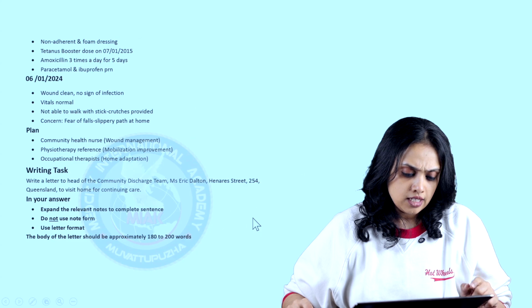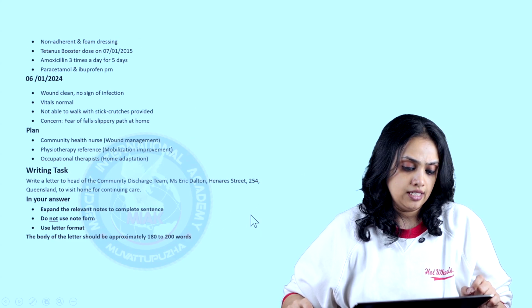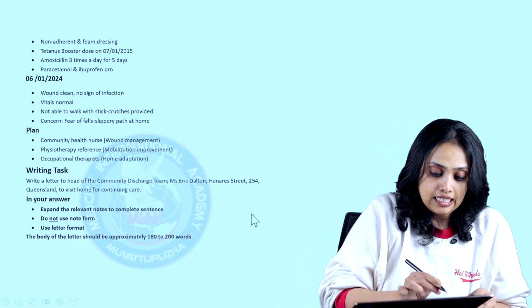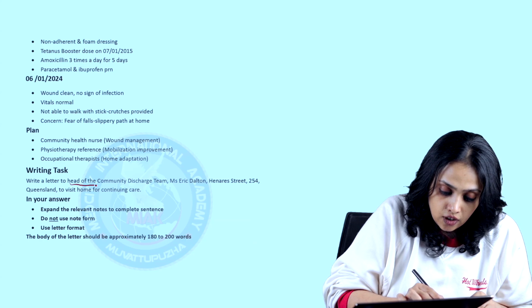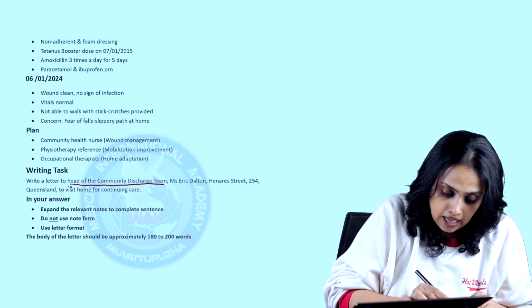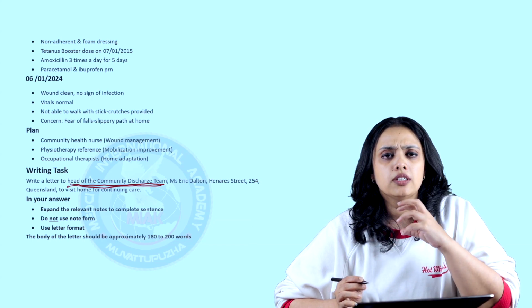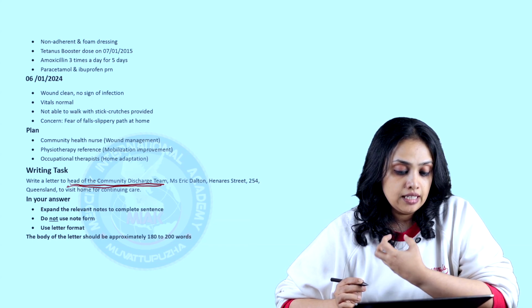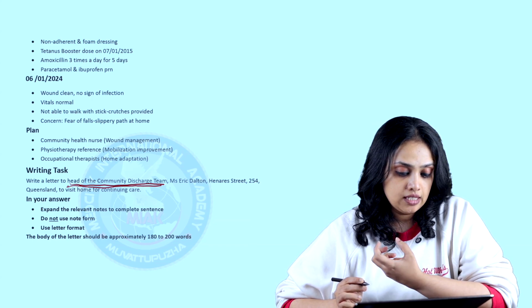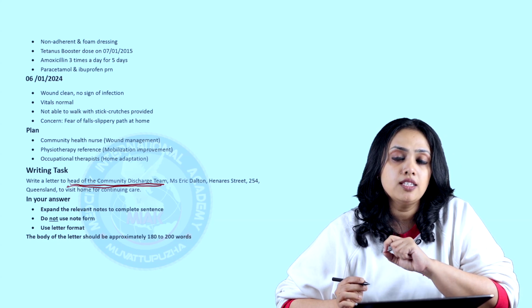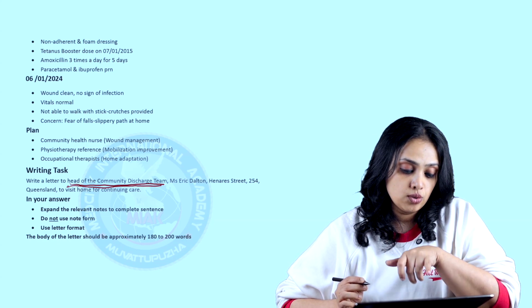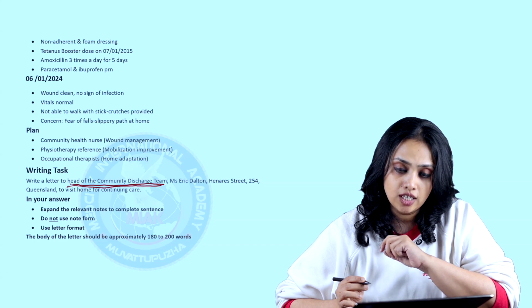Now let's look at the writing task. Who is the reader here? You're asked to write a letter to the head of the community discharge team. So when you start reading the case note and the writing task, the first thing that you need to identify is who is the reader of the letter. So here it is the head of the community discharge team.